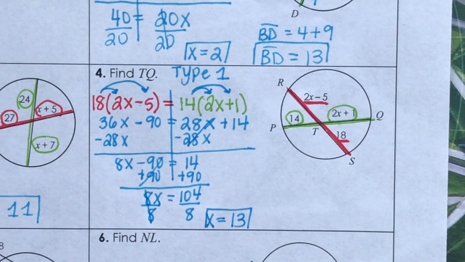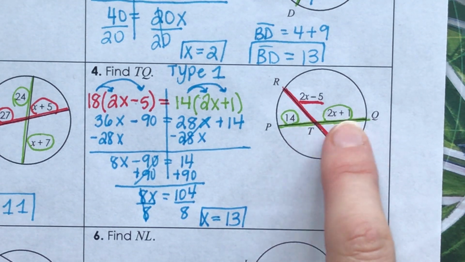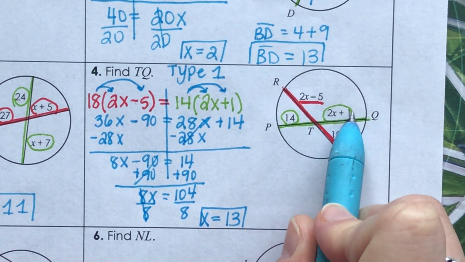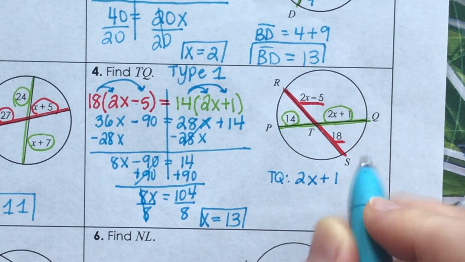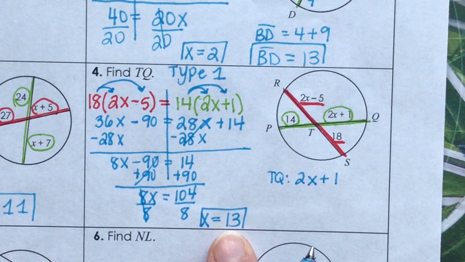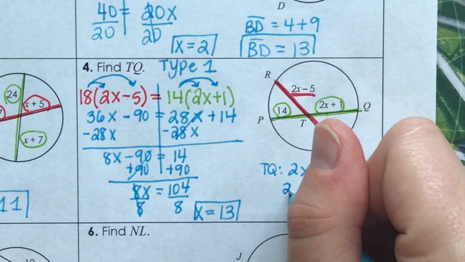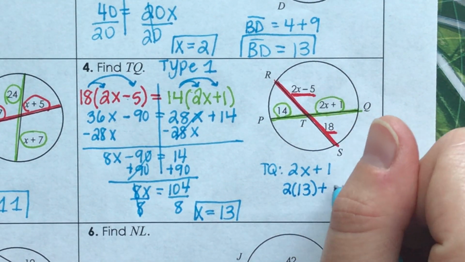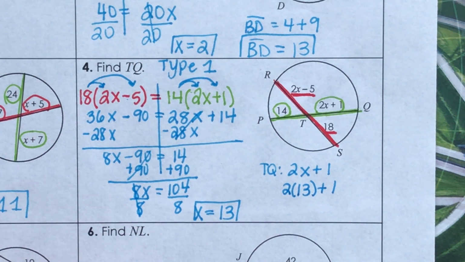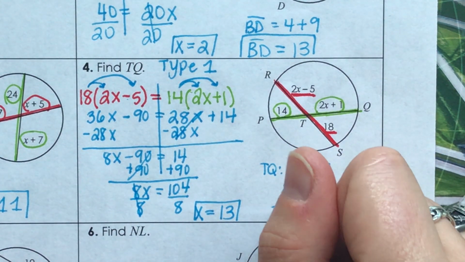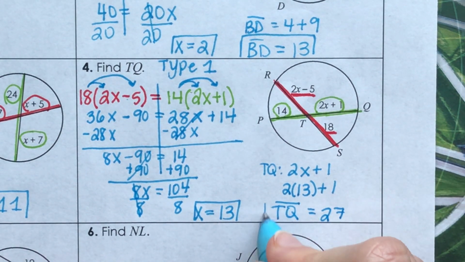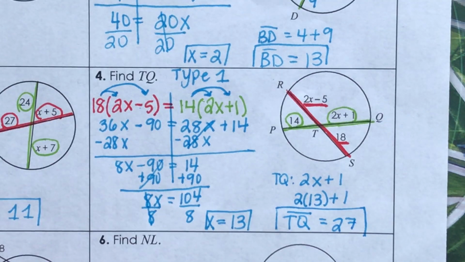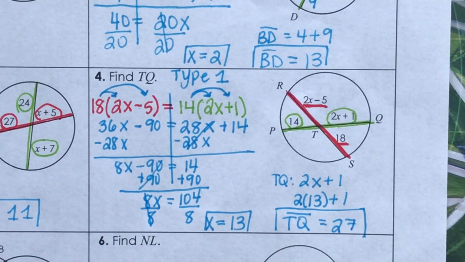However, I want to know what side TQ is. So here's TQ. It's just 2x plus 1. Wherever I see the x, I'm going to plug in my answer of 13. I'm going to substitute it in. So 2 times 13, and then I'm going to add 1 to it. So 2 times 13 is 26. 26 plus 1 is 27. And I'm finished.